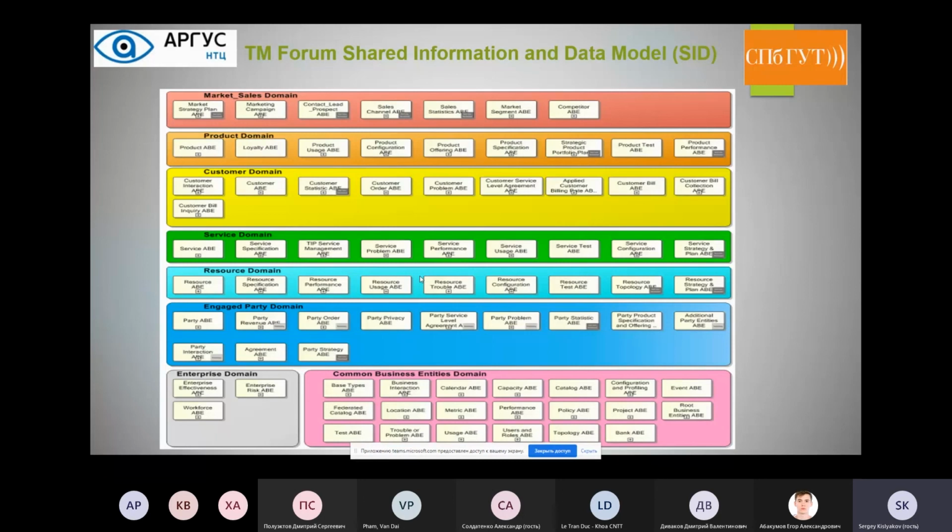But we have found that this model includes horizontal domains needed for us, and they reflect all the infocommunication, let's say communication, focus.